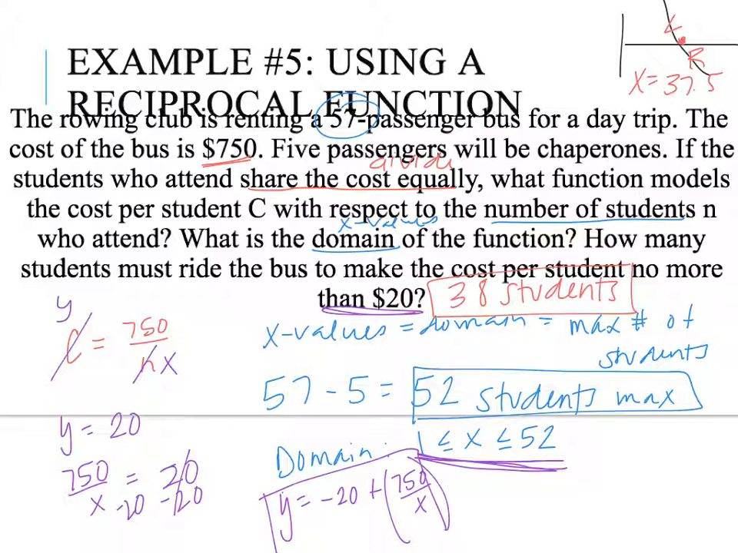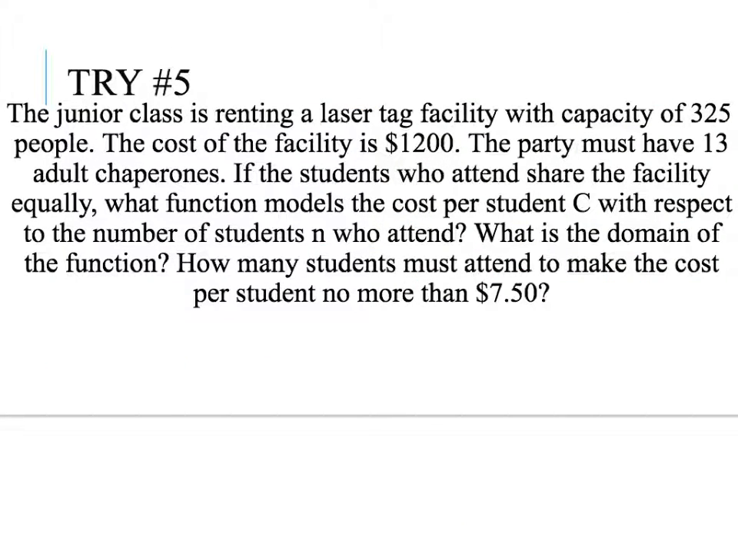Okay, let's try this example again just to be sure that we've got it and that we know how to use the calculator functions. It's saying that the junior class is renting a laser tag facility with a capacity of 325 people. The cost of the facility is $1,200. The party must have 13 adult chaperones. If the students who attend share the facility equally, and so on.